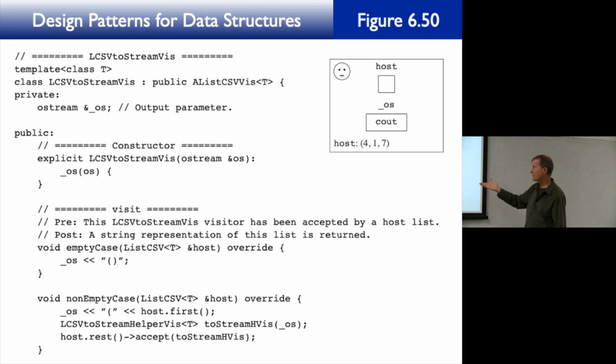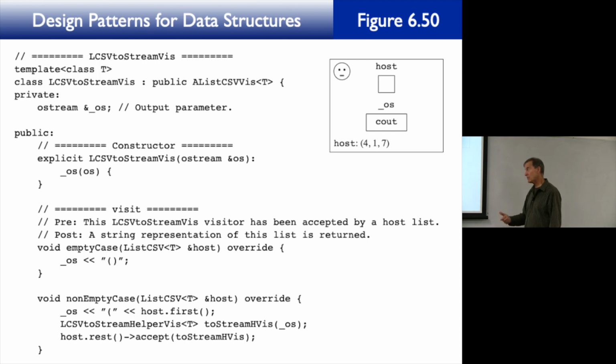In the empty case, what do we have to do? We just stream to underscore OS what? The open and close paren, right? Otherwise, in the non-empty case, what do we stream to our underscore OS? We stream our open paren. And now what did we do before? We streamed underscore data. But now we don't stream underscore data. We do stream host dot first, because where we did underscore data before, we do host dot first here. You see? And now, do you remember what we did before? Before we had a helper. We had a toStream helper.